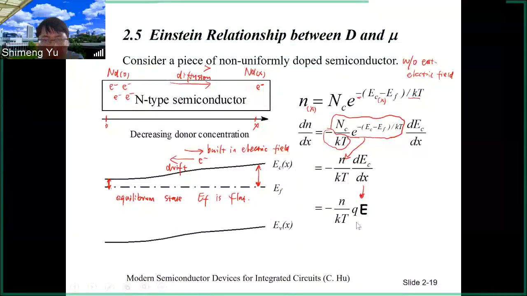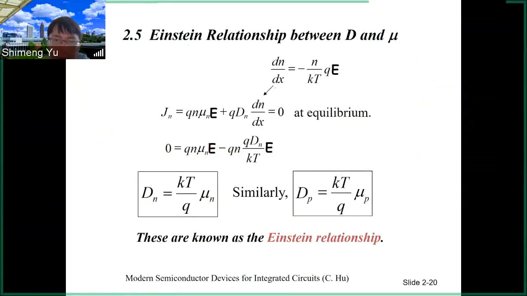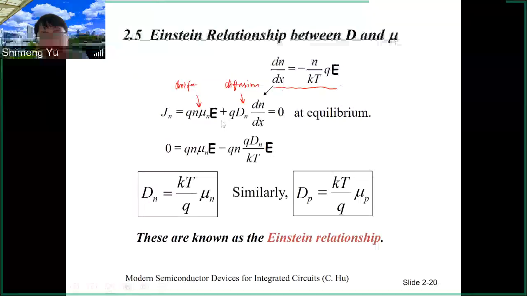And let's write down this equation here. So you have this one. This is from the previous slide. The reason we want to derive this one is because we want to use the total net current equals to 0 at equilibrium. So this is the n-type semiconductor. We only consider the electron. So the Jn, you know, the drift and diffusion currents cancel each other. So this is a drift. This is diffusion. So they cancel each other. That means when you sum them up, it's 0.